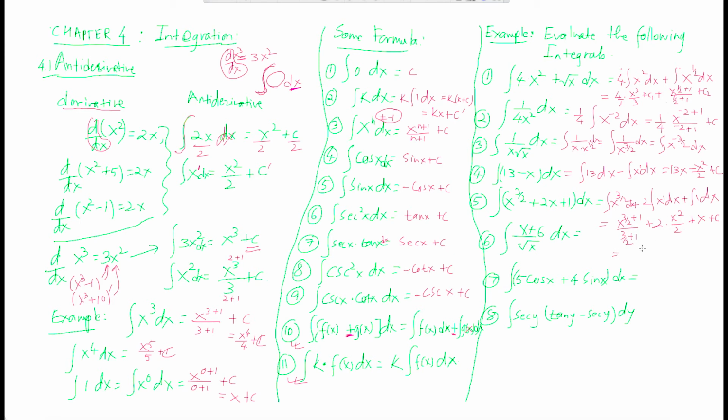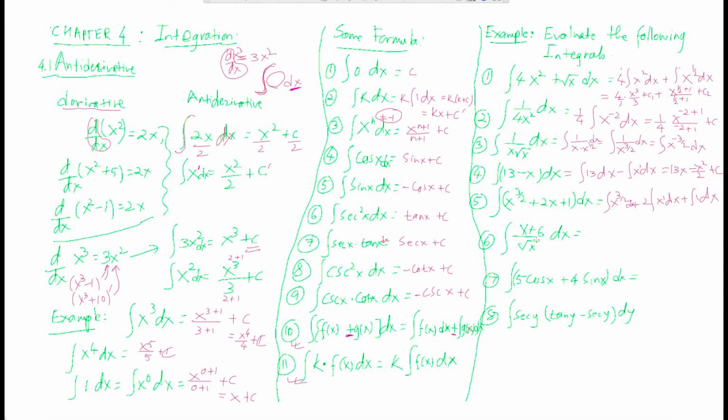So what do you get? You get x to the 5/2 on the top, but in the denominator you will get 5/2. If you want to write in the nice form, you write 2/5 on the top, right? This cancels out, so plus x squared plus x plus c.